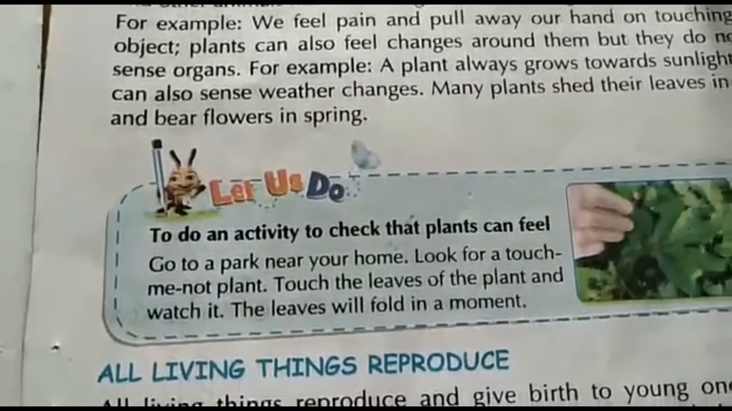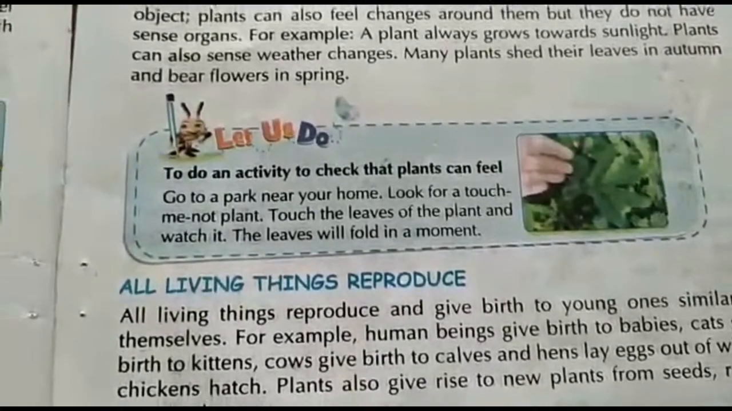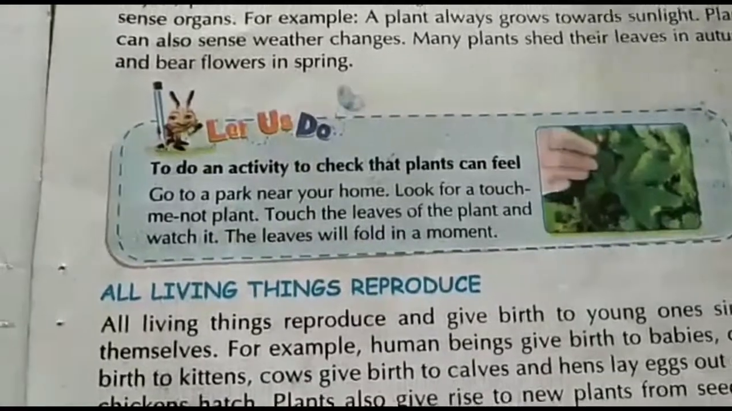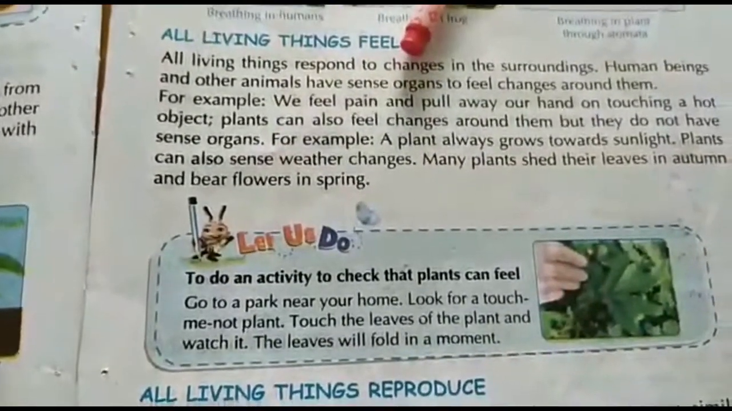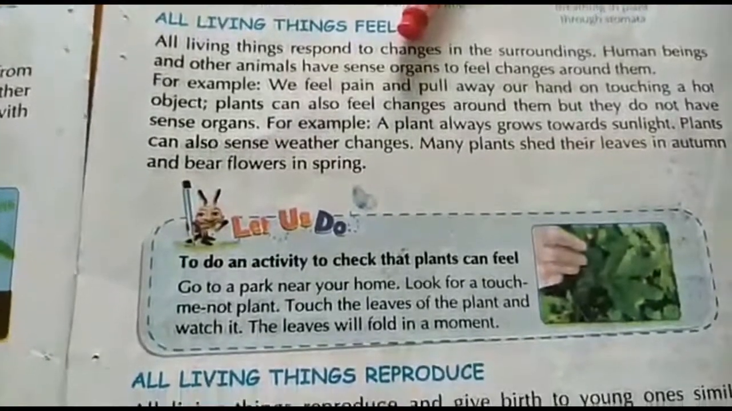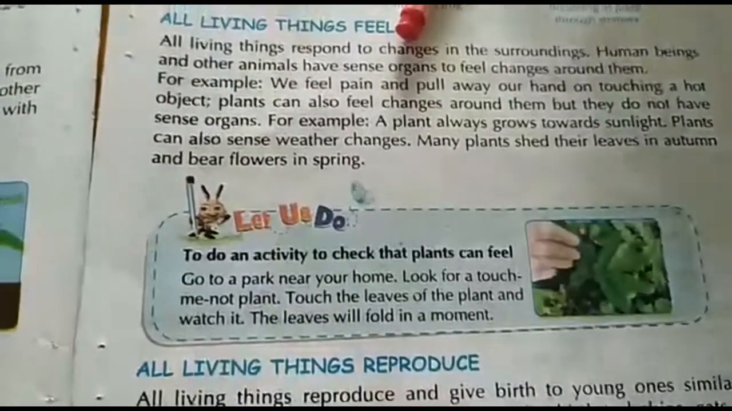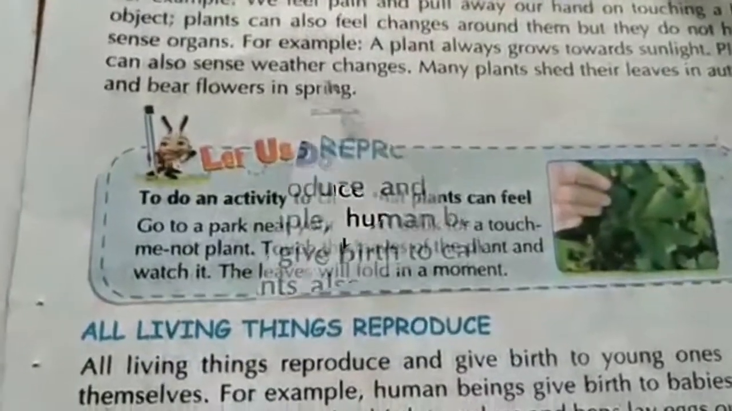Have you observed a sunflower? The sunflower revolves around the sun when the sun is moving. Is it or not? Yes. And when you touch a touch-me-not plant, the leaves of the touch-me-not plant automatically close. Is it or not? Have you observed this in your surroundings?